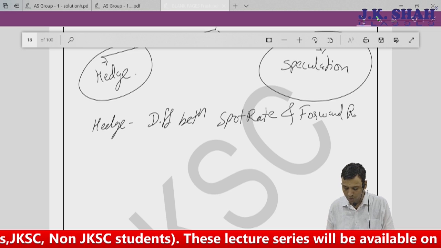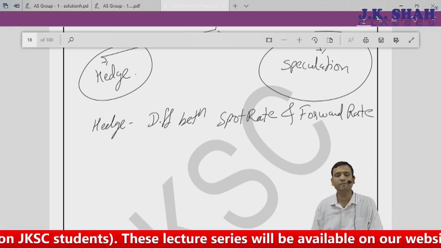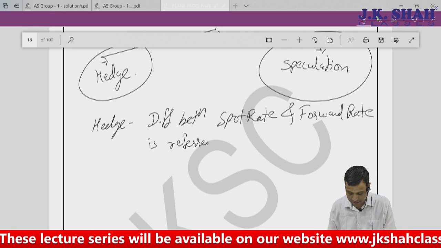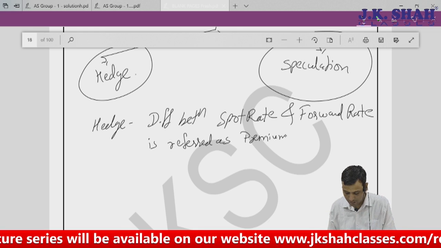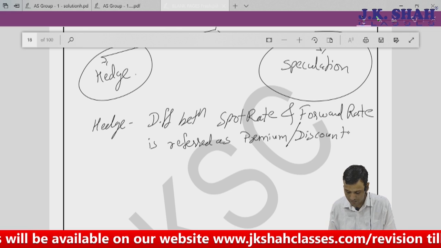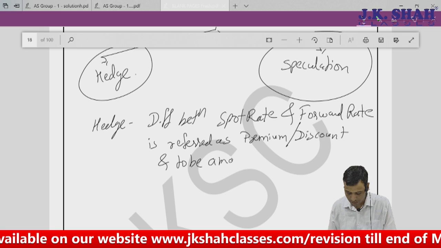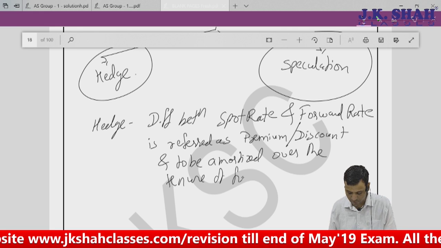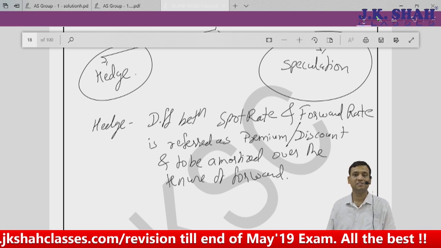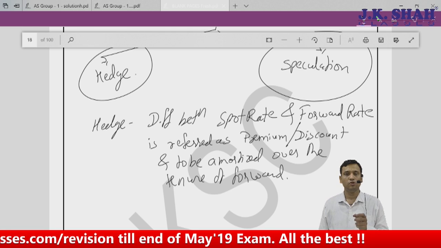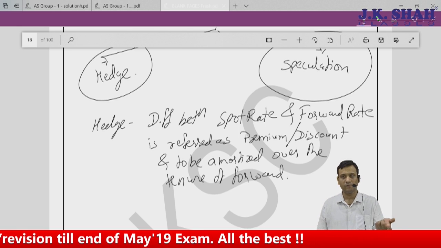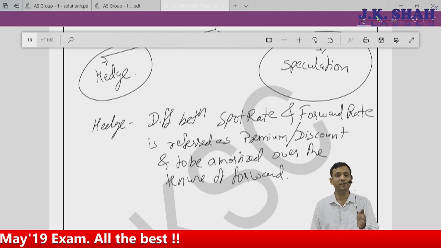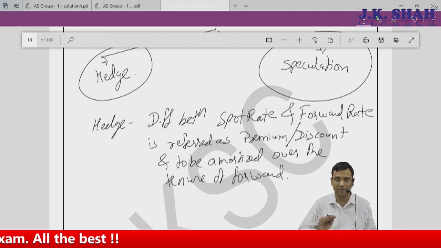But if I tell you, I don't want to buy it today, I want to buy it after 1 month, will you say 60? You will say, no sir, it is 62. So the difference between spot rate and forward rate is referred to as premium or discount, and to be amortized over the tenure of forward. So if your forward is for 6 months, 3 months in current year, 3 months in next year, whatever is the difference, maybe premium or discount, beneficial or not beneficial, that will be transferred to my P&L account in the ratio of 1:1, because 3 months in this financial year, 3 months in next financial year.